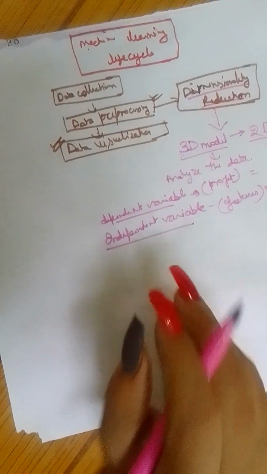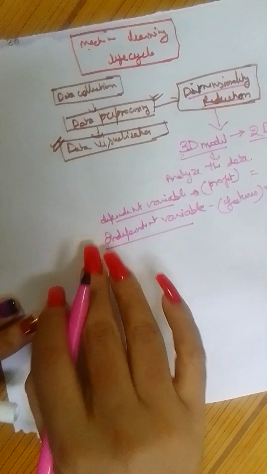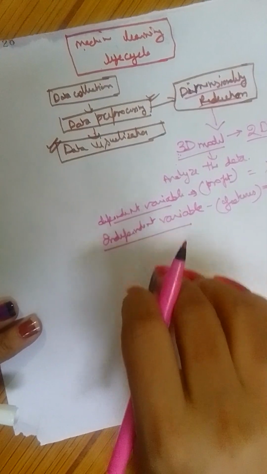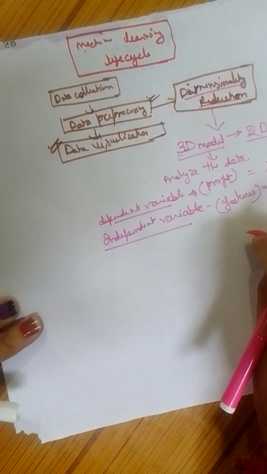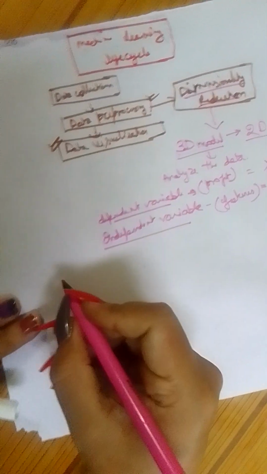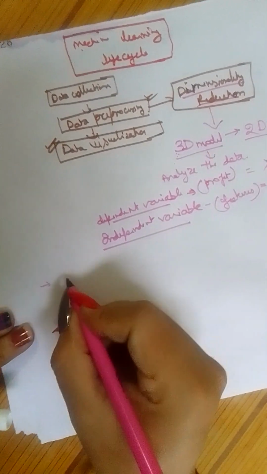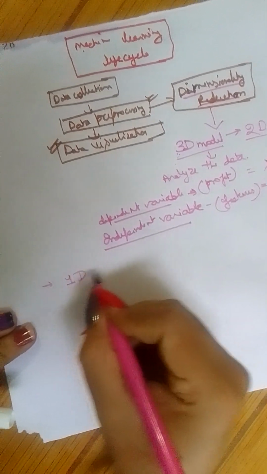First of all, you should know how we understand that this is a 1D model or a 2D model, that this data is 3D or this data is 2D. How do we understand this? First we should know what an array is.